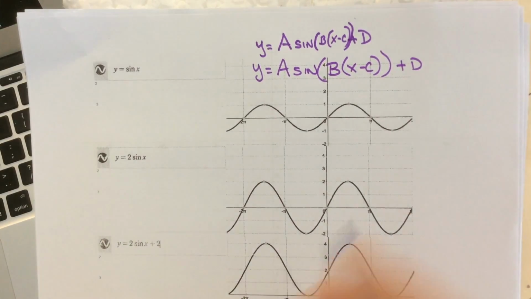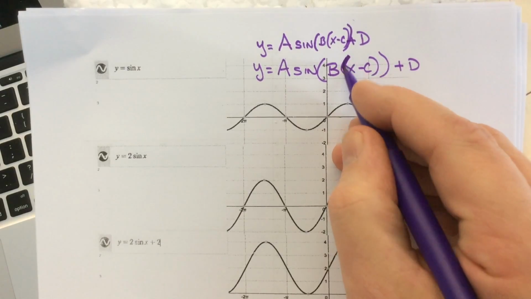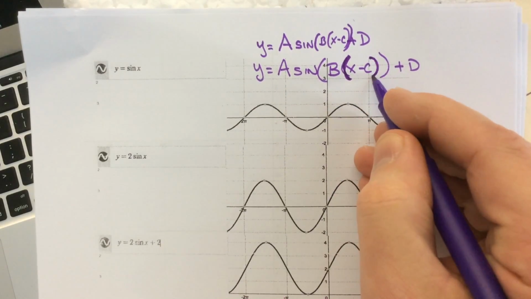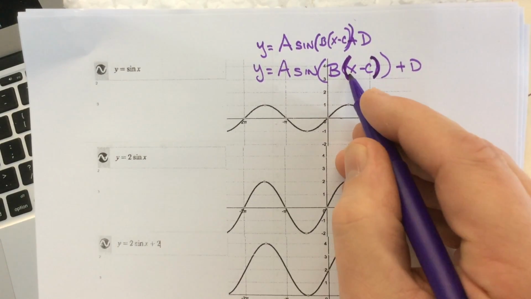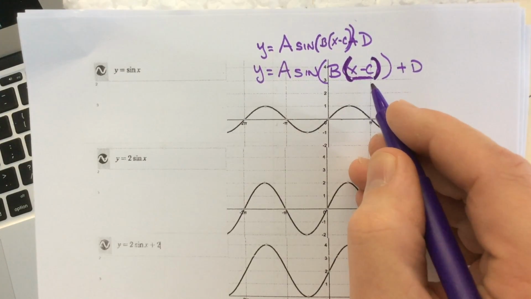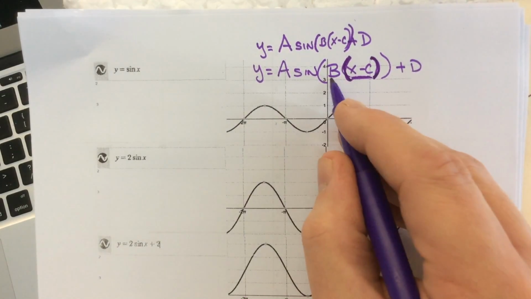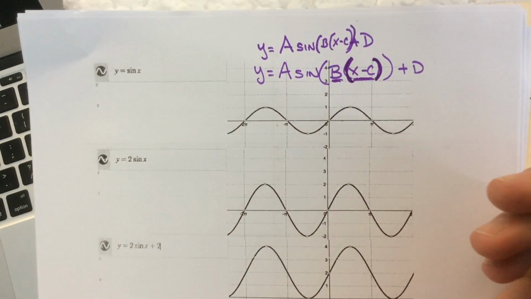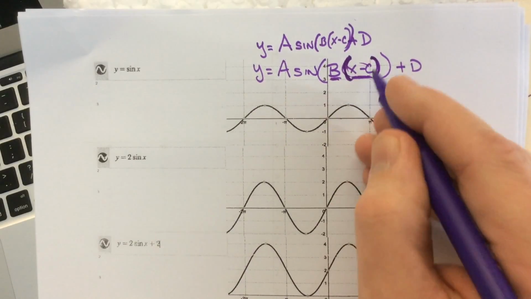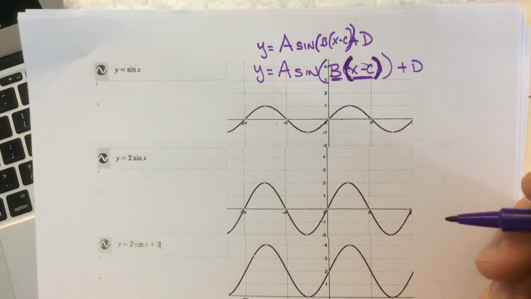Now, notice that as we're doing this in the equation, the phase shift of the equation, right, the effect of C happens before the period is changed. And that's why this is in parentheses. We'll get to that in a minute and you'll see what I'm talking about.